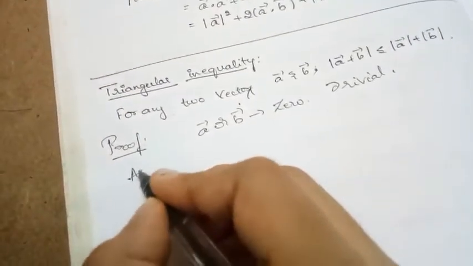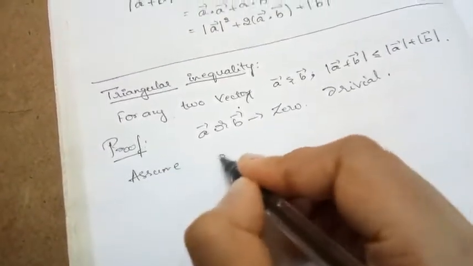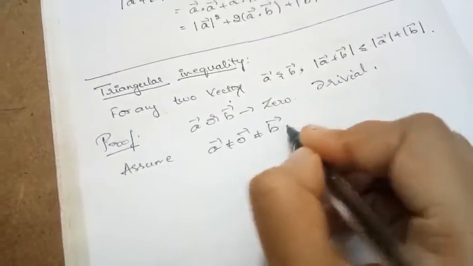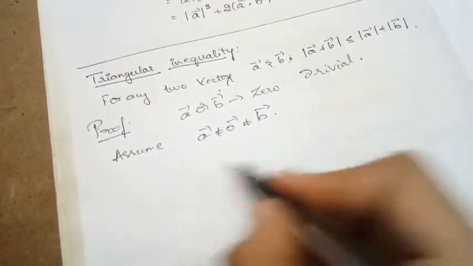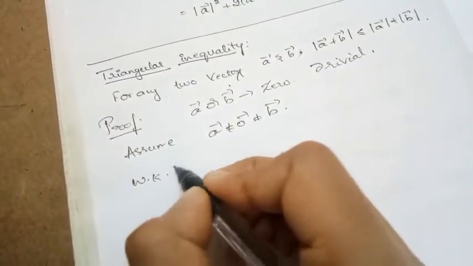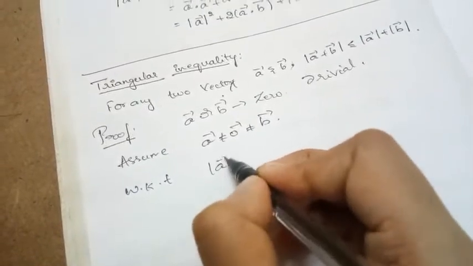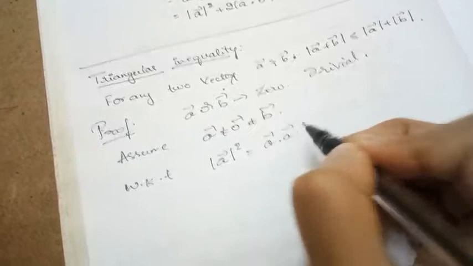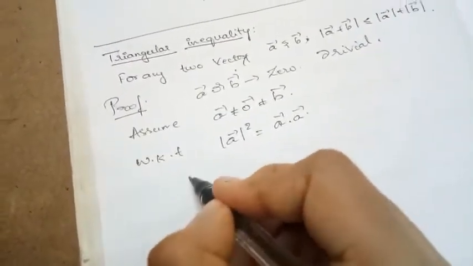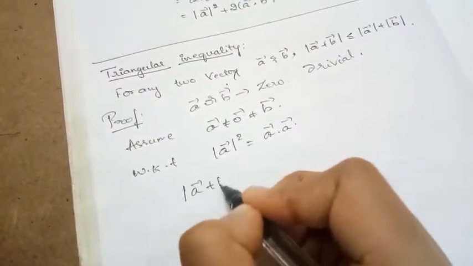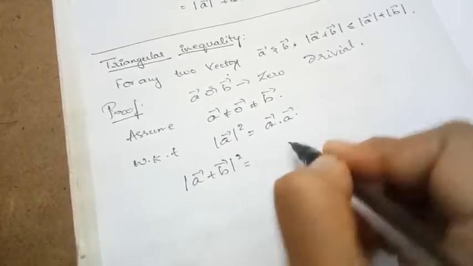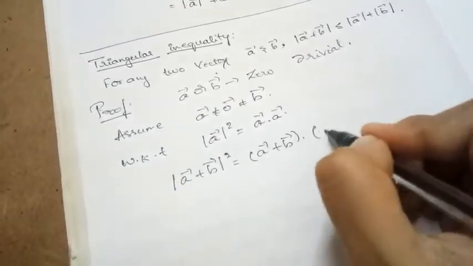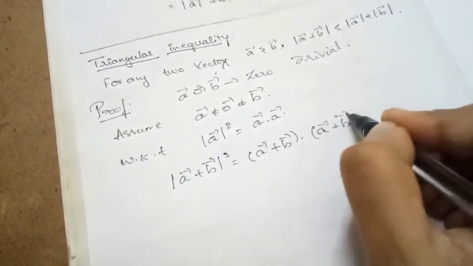So now let us assume that our vector A is not equal to the zero vector and vector B is also not equal to the zero vector. We already know one of the important results, that the magnitude of vector A whole squared is equal to vector A dot vector A. Now by using this result, I can write the magnitude of vector A plus vector B whole squared is equal to vector A plus vector B dot vector A plus vector B.